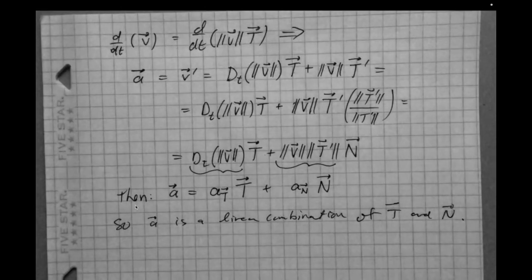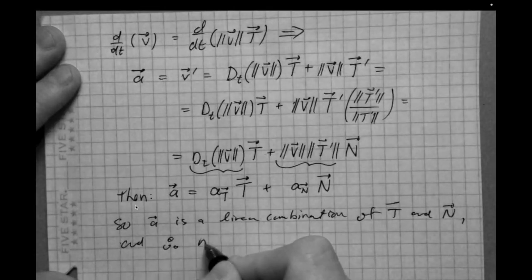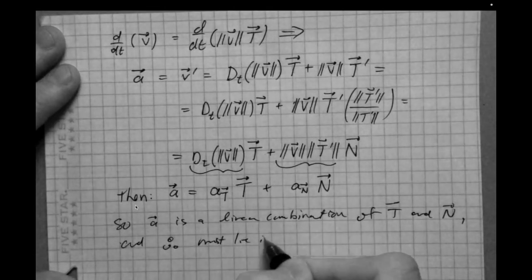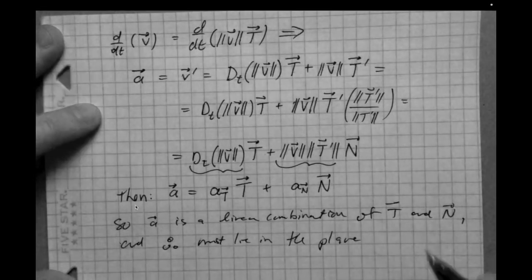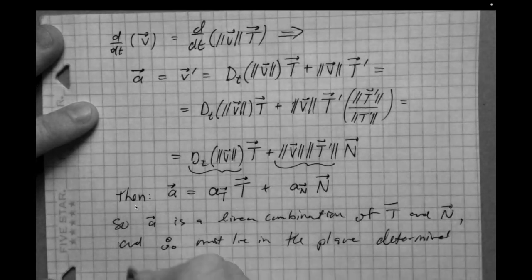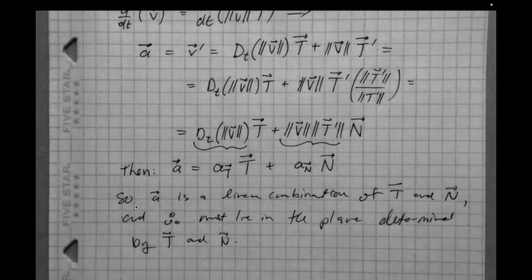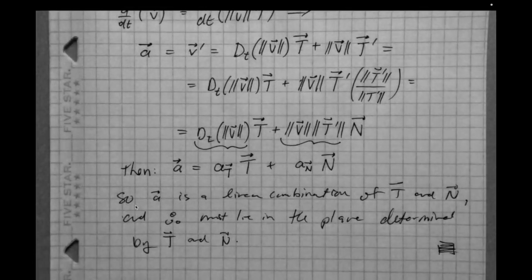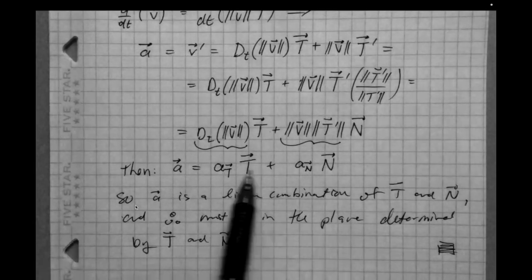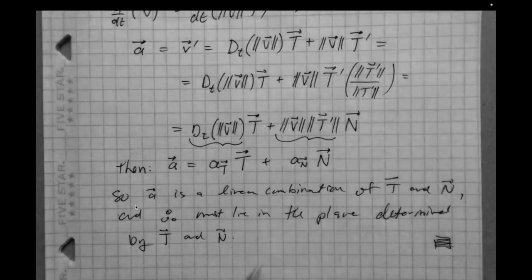Okay, and given that, a must therefore lie in the plane determined by these two vectors. Which is what we meant to prove, right? That's what we meant to prove. And so another way of saying that is that a can be broken down into these two components, one of which is a scalar multiple of T, and the other is a scalar multiple of N.